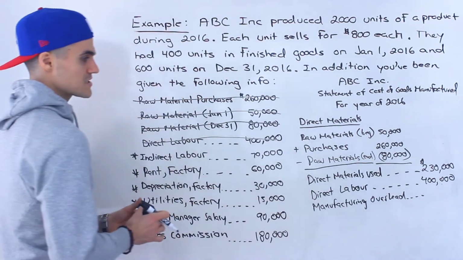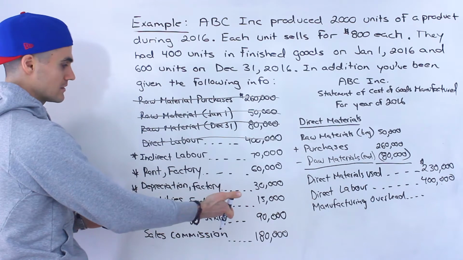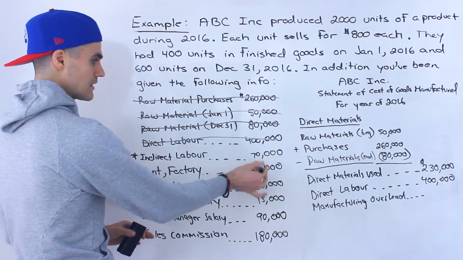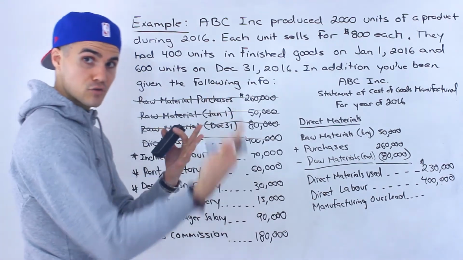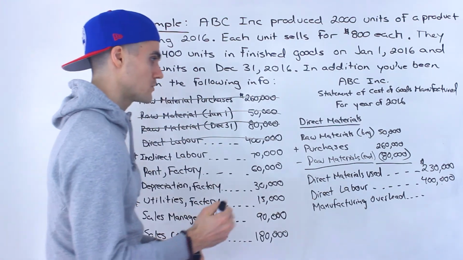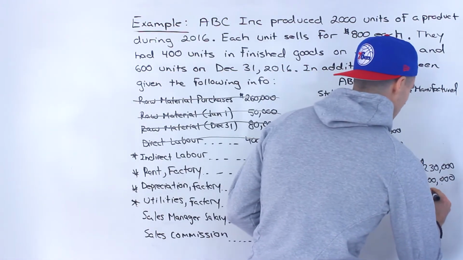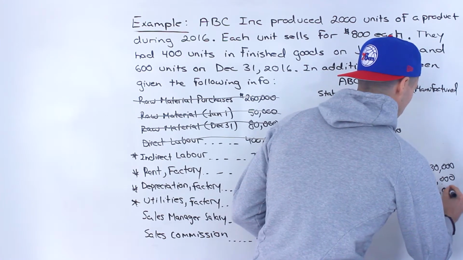But just to save some space here, I'm just going to add them from here. So basically 70,000 plus 60,000 plus 30,000 plus 15,000. If you add all of those up, you would end up getting 175,000 over here.